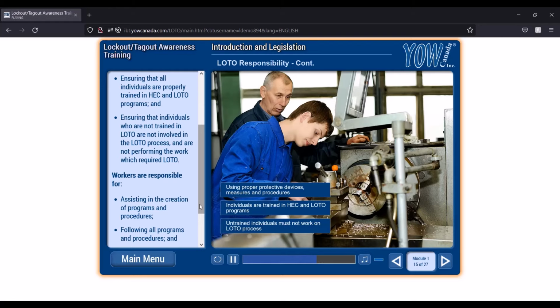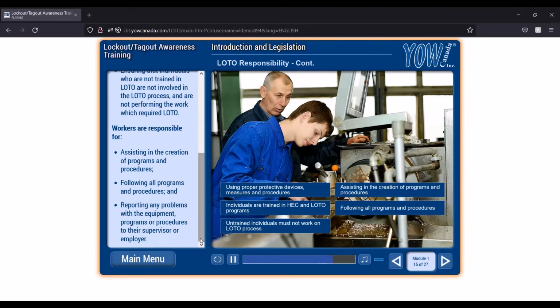Workers are responsible for assisting in the creation of programs and procedures, following all programs and procedures, and reporting any problems with the equipment, programs, or procedures to their supervisor or employer.